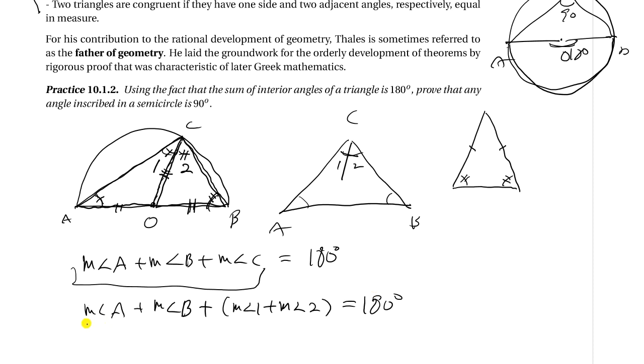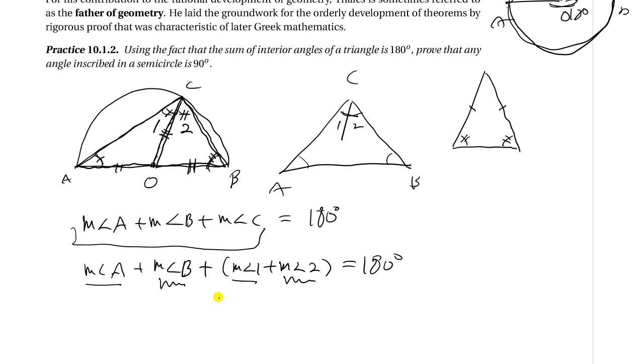But angle A is congruent to angle 1, right? And angle B is congruent to angle 2. So when you look at this one, it is the same as the measurement of angle C, right? And therefore, this one must also be the same as the measurement of angle C, right?